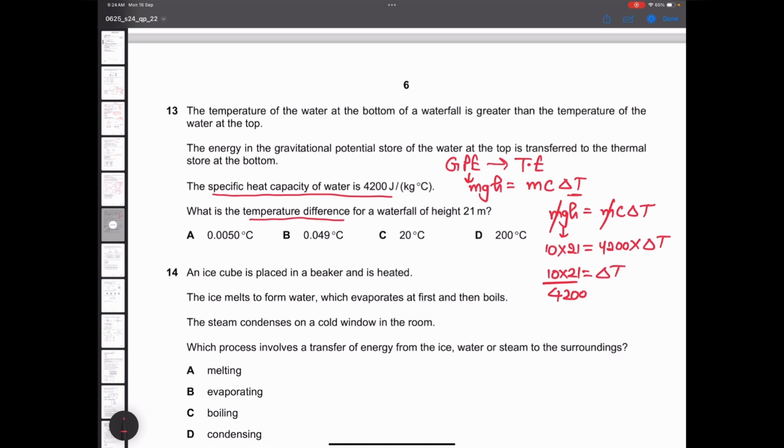Let's calculate how much this is. 10 times 21 is 210, divided by 4200. So this is coming out to be 0.05. Now, is there any option which says 0.05? This is 0.005, but our answer is 0.05, so this is not the answer. This one is 0.049, and this can be rounded off to 0.05. So this is the answer.